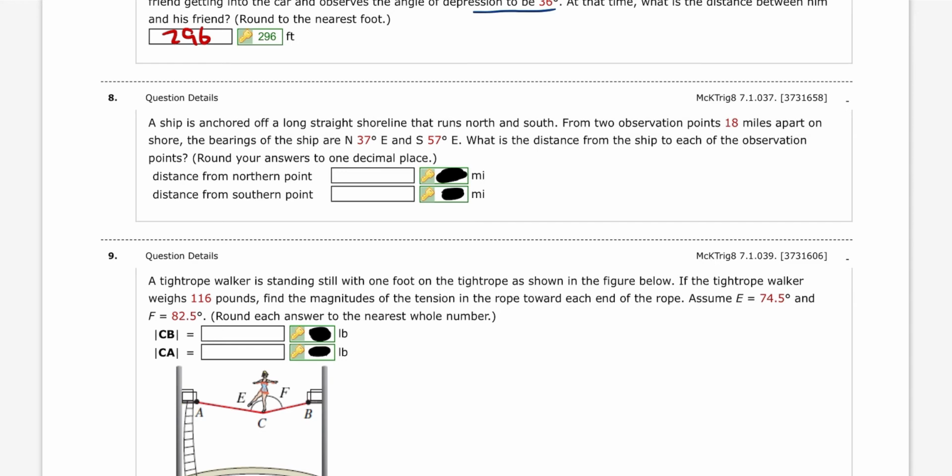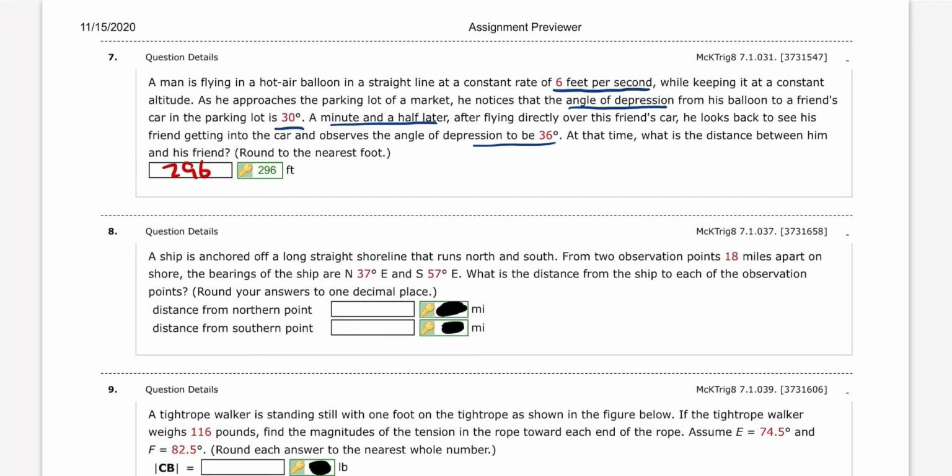So let's draw a picture for this. Okay, so here is our north-south, west-east. So it looks like there's 2 observation points. We'll put one here. We'll put the other one here. And it says that they are 18 apart. 18 miles, maybe?